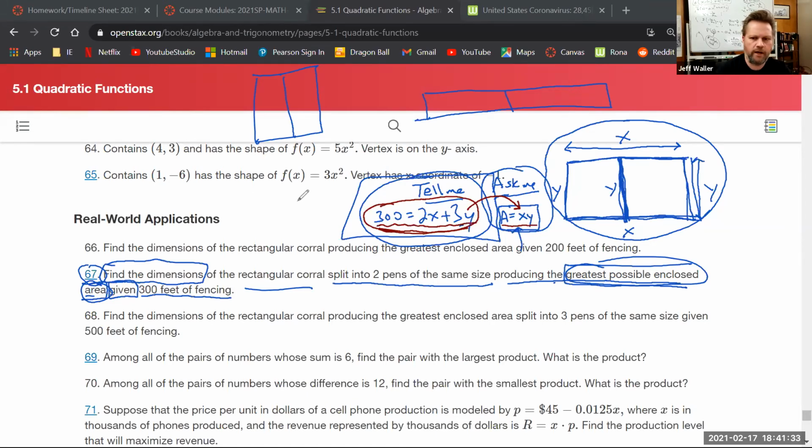4x. All right, let's solve it for x. So I would subtract the y and then divide by 2. Is that cool? That's what x is.